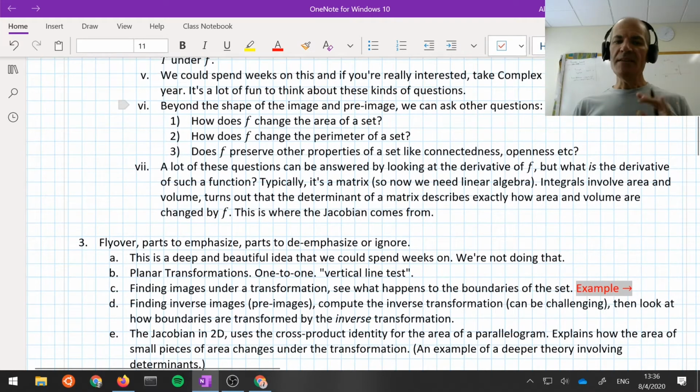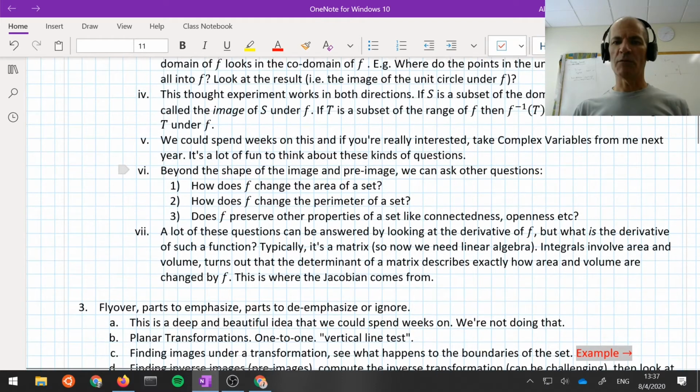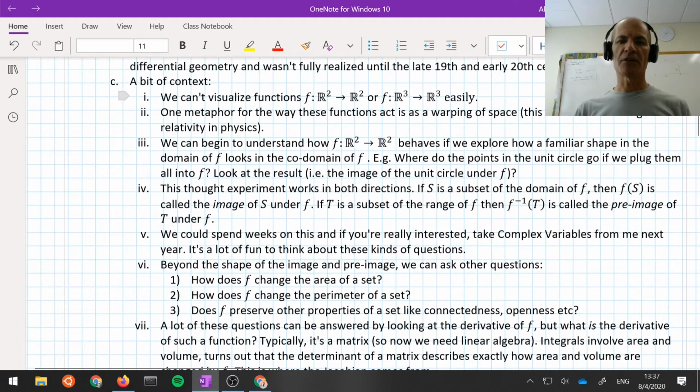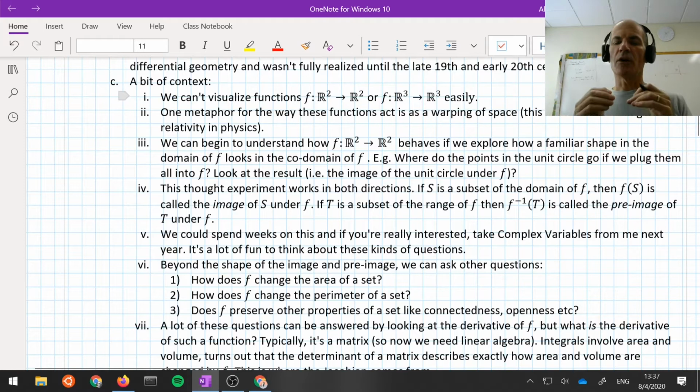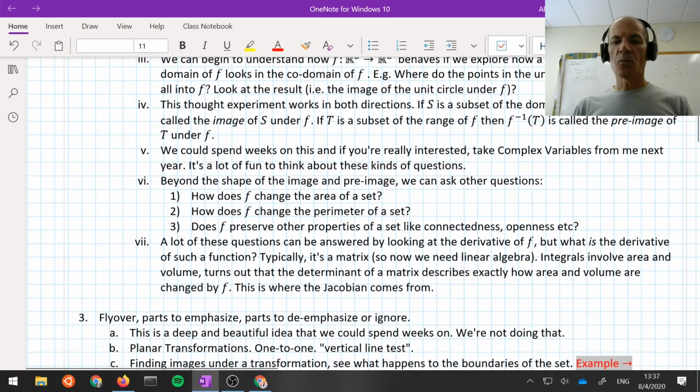What's amazing about this is a lot of the questions that we ask like this are related to the derivative of f. But you might ask yourself, well, what is the derivative of a function that, say, goes from R2 to R2 or R3 to R3? It turns out that the derivative of a function from R2 to R2 is actually a 2 by 2 matrix. And from R3 to R3, it's a 3 by 3 matrix, an even bigger matrix. And so what this immediately leads to is the topic of linear algebra.